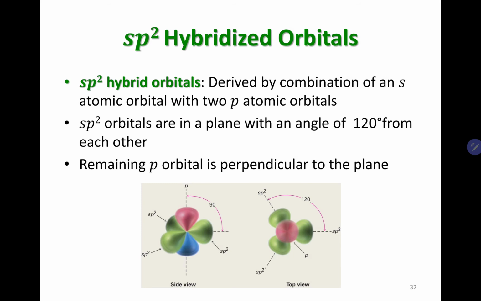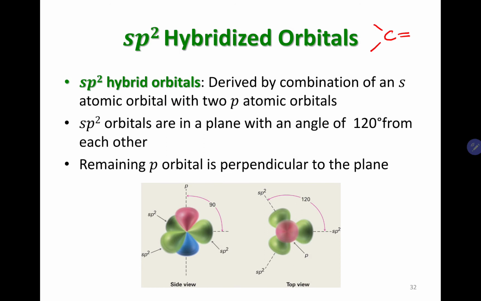So sp2 hybridized orbitals are important when carbon atoms have a double bond. If you have a carbon atom which contains a double bond, that carbon atom has sp2 hybridized orbitals. So in other words, that carbon is sp2 hybridized. Okay, so let's take a look at it.